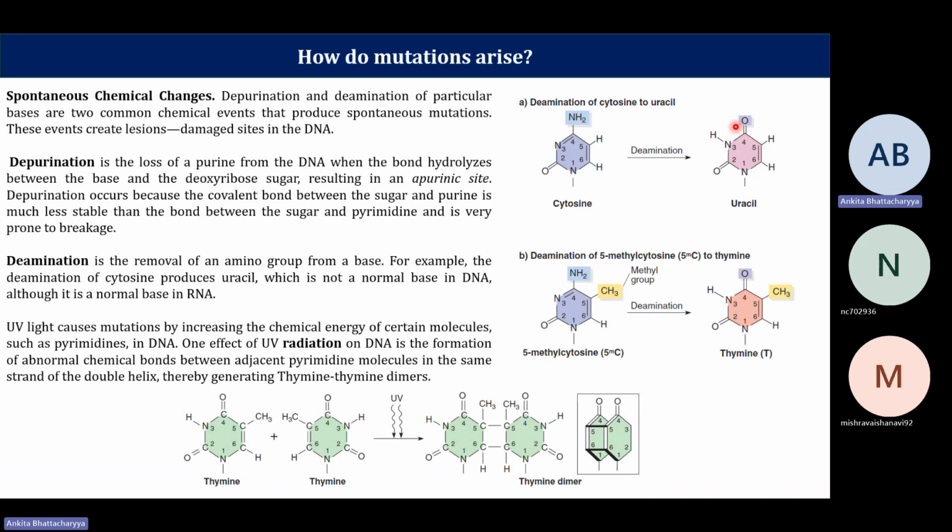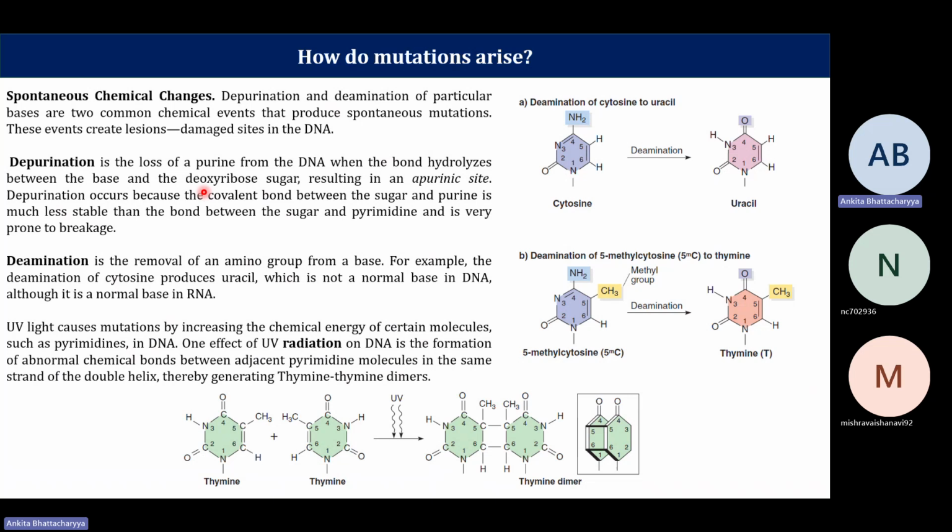It removes that site, and in the next round of replication, that site again gets filled up. BER itself is also able to incorporate a base there, but it is basically responsible for removing uracil. The other possibility is depurination, where there can be loss of purine from DNA, generating an apurinic site.